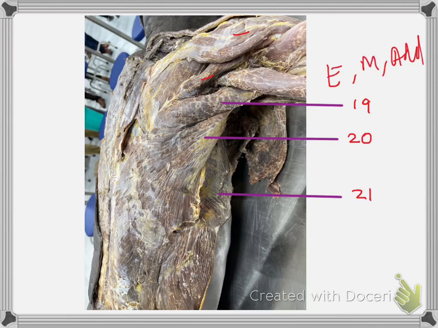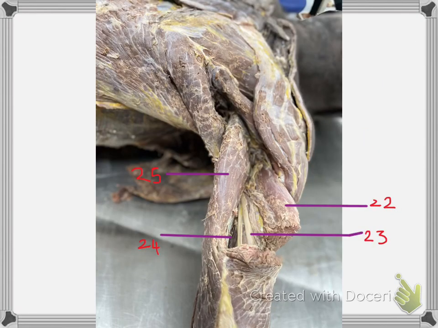Okay, and then 21 is serratus anterior. Nerve supply is long thoracic nerve of Bell, and clinical significance is winging of scapula. And 22 is lateral head, 23 is radial nerve, and 24 is medial head, and 25 is long head.